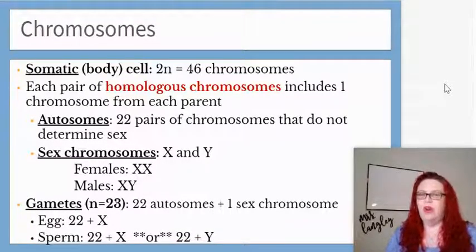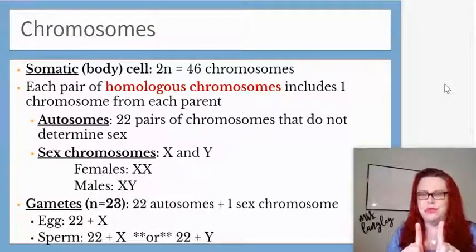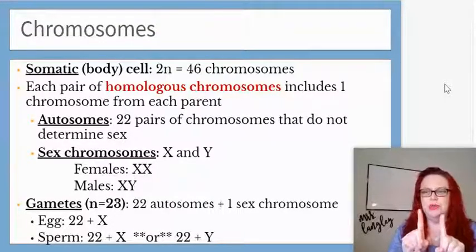Each pair we call homologous chromosomes. We get one again from mom, one from dad, and they go together. So they're homologous, but they're not identical. It's kind of like shoes. You have a left and a right shoe, and they go together, but they're not identical.